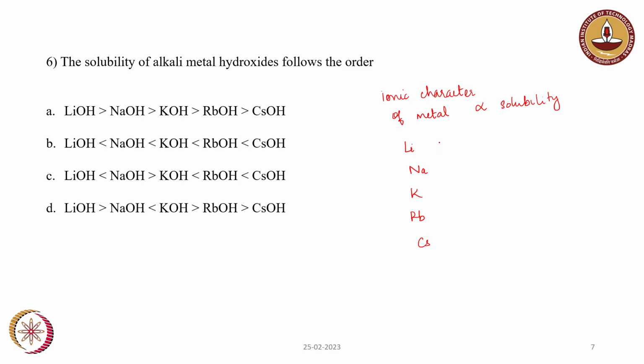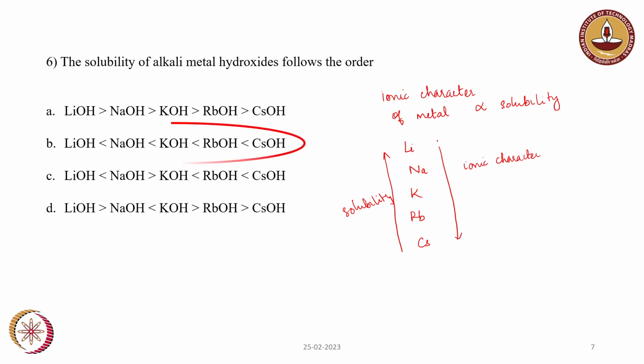So when we move down the group, ionic character increases because moving down the group, ionization energy decreases. So it's easy to remove the electron. So it can become ion easily. So ionic character increases while moving down the group. So solubility increases. So cesium hydroxide will be higher than rubidium hydroxide, potassium hydroxide, sodium hydroxide, and the last will be lithium hydroxide. So option B is the answer.